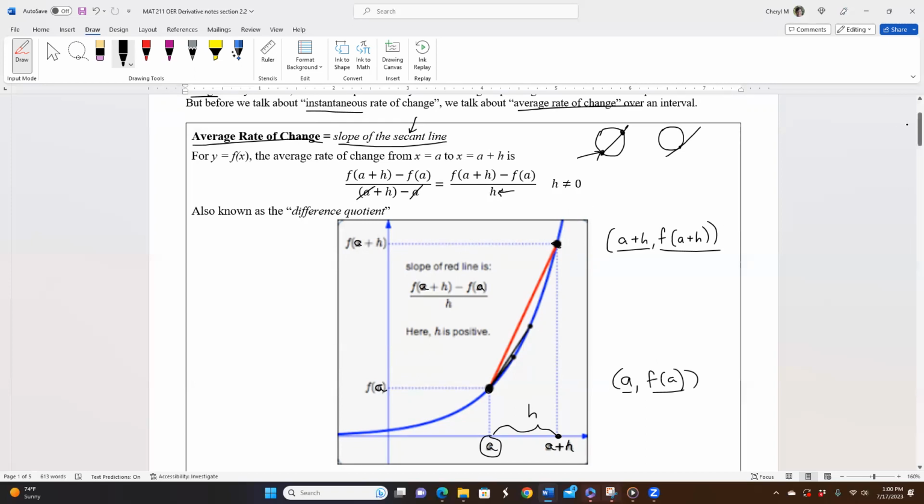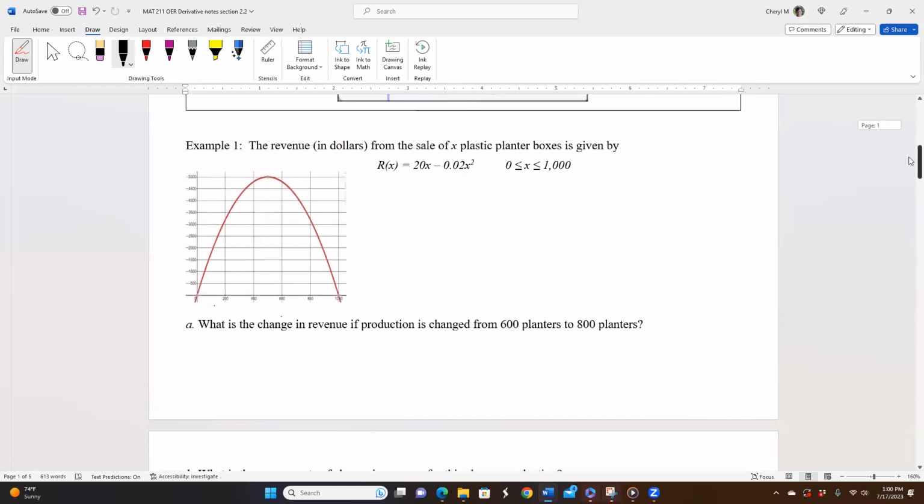Let's look at this in an application problem, number 1. Number 1 says, the revenue in dollars from the sale of x plastic planter boxes is given by the function R of x equals 20x minus 0.02x squared. So here again, x is the number of plastic planter boxes sold, and R of x is the revenue in dollars. And here's that function. A asks, what is the change in revenue if the production is changed from 600 planters to 800 planters? So here it's just looking at the difference in the money that you're going to bring in.